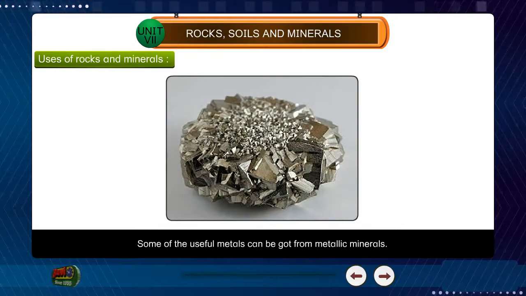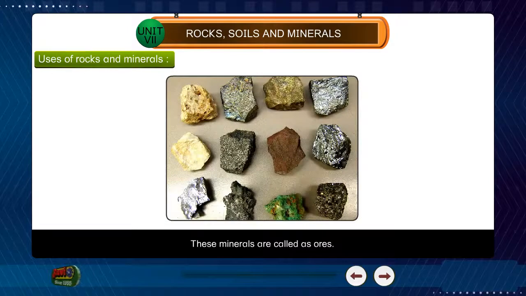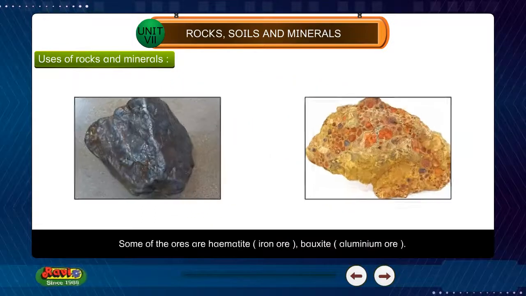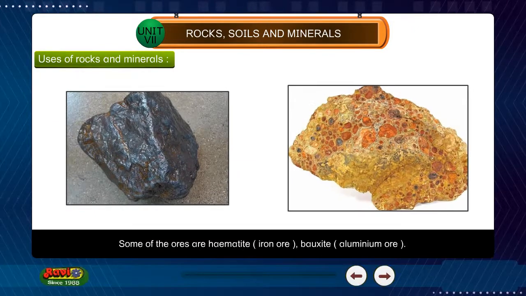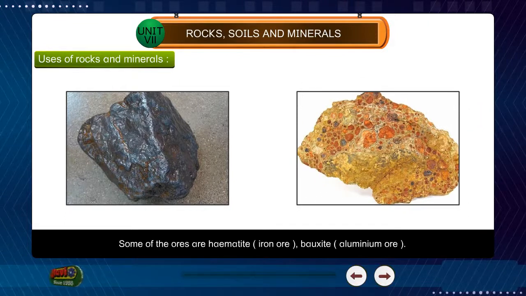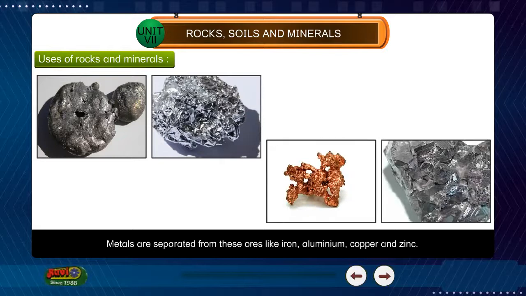Some of the useful metals can be found from metallic minerals. These minerals are called ores. Some of the ores are hematite, iron ore, bauxite, aluminium ore. Metals like iron, aluminium, copper, and zinc are separated from these ores.